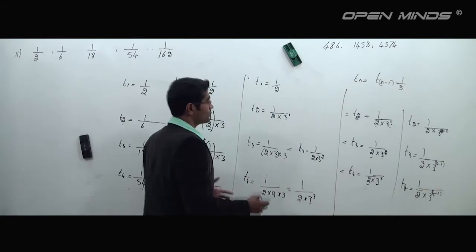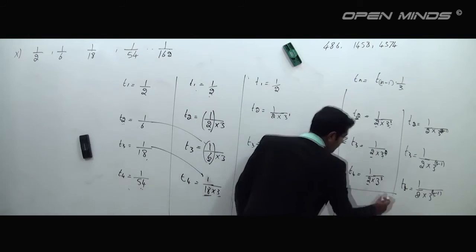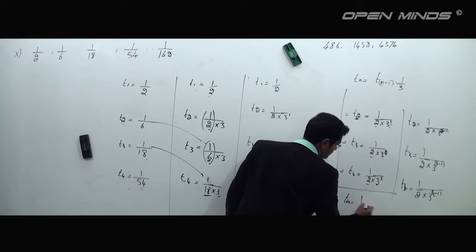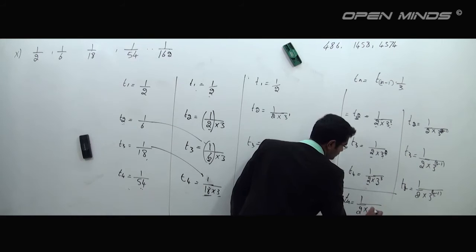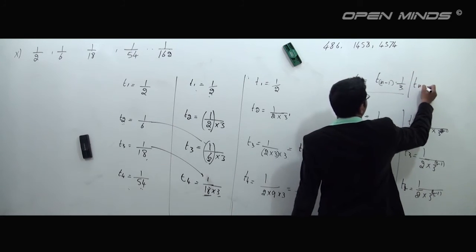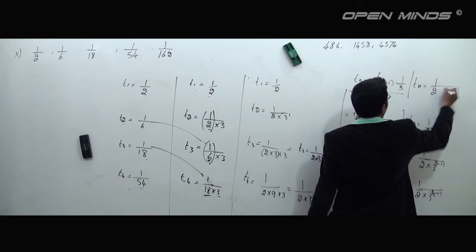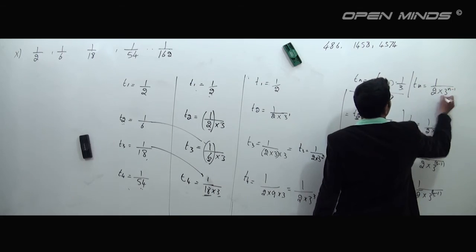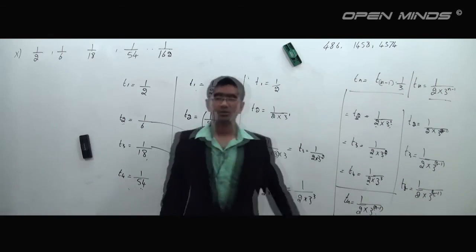According to that, I can write the nth term as what? I can write the nth term Tn as 1 over 2 remains like that, into 3 to the power n minus 1. Okay, that's the formula. One of it is this, or I can write Tn as 1 over 2 into 3 to the power n minus 1. One of these formulas can be used. That is it.